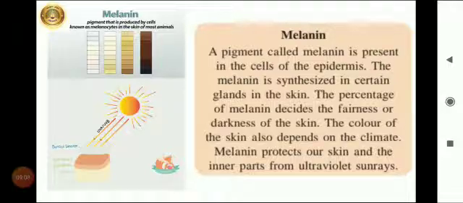The color of the skin also depends on the climate. You can see the people living in Africa are dark colored because the temperature is more, and the people from the Europe area are fair because of the low temperature. Melanin protects our skin and the inner parts from ultraviolet sun rays.